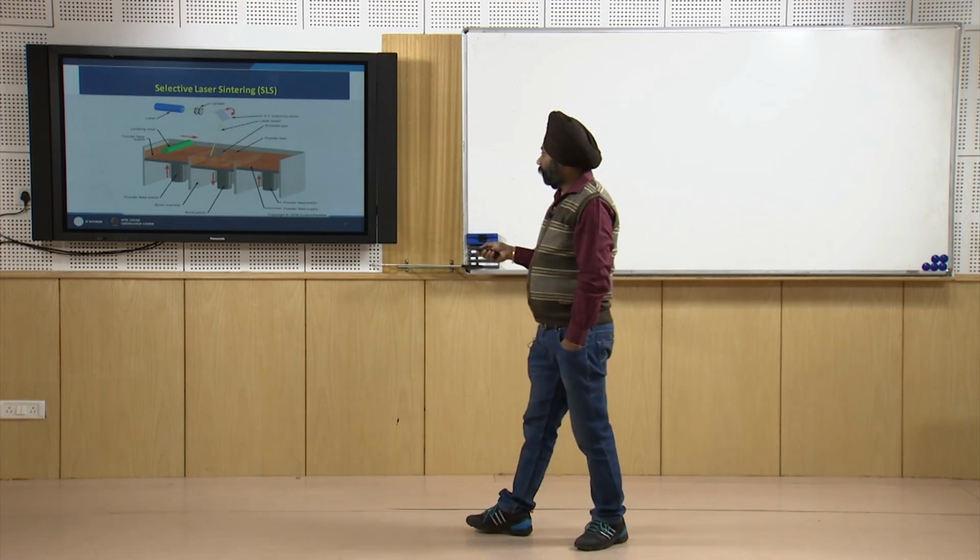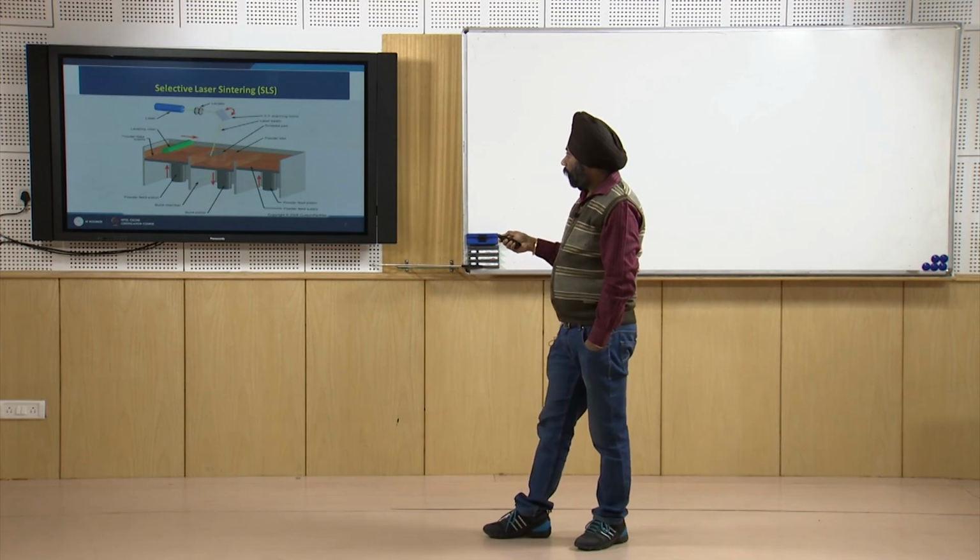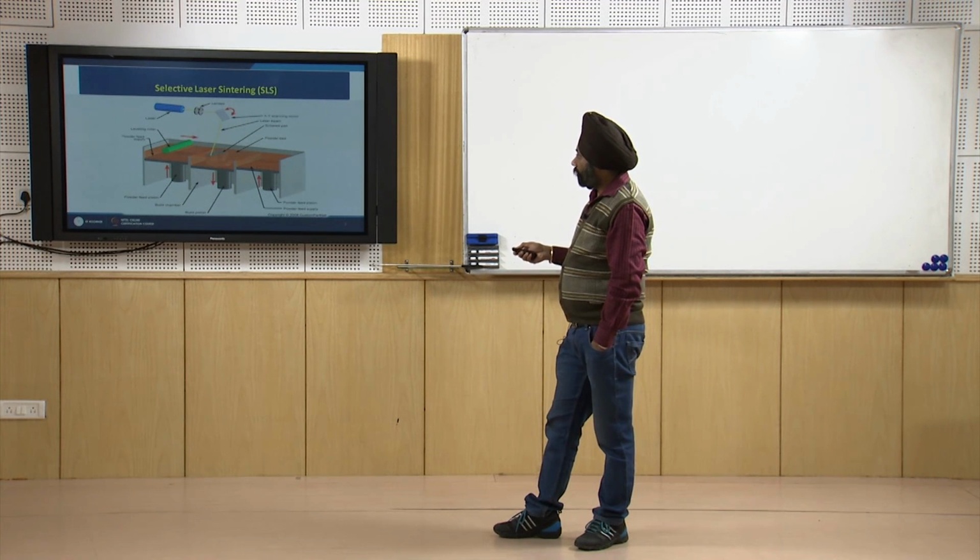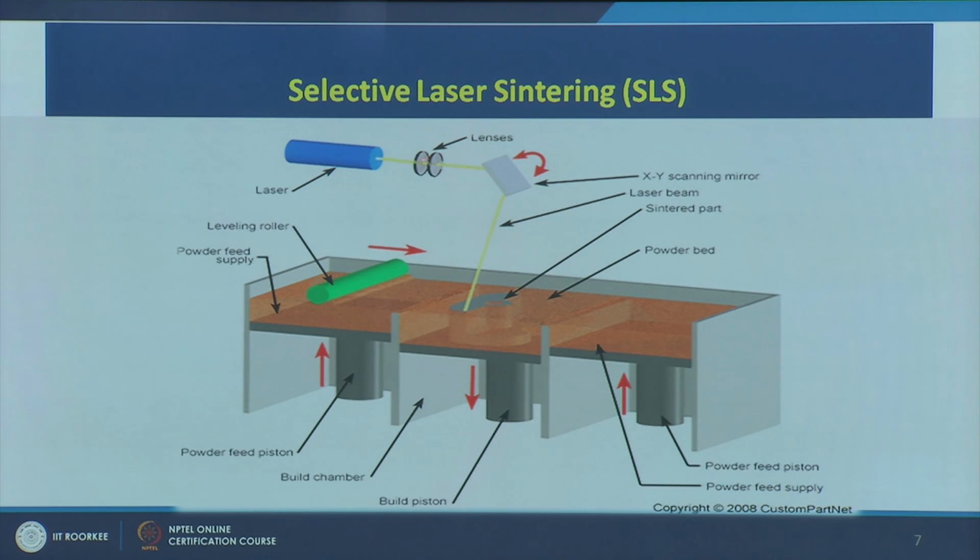Now this is a working model of a selective laser sintering system. Here we can see there is a laser, there are lenses, and then there is a focusing XY scanning mirror arrangement here, and this is the part being manufactured, you can see here. So this is a build piston. As I have told you, movement has to be provided to the table accordingly, and there is a rolling arrangement which will roll the powder. This is a powder feed piston. So the powder will be fed from here.